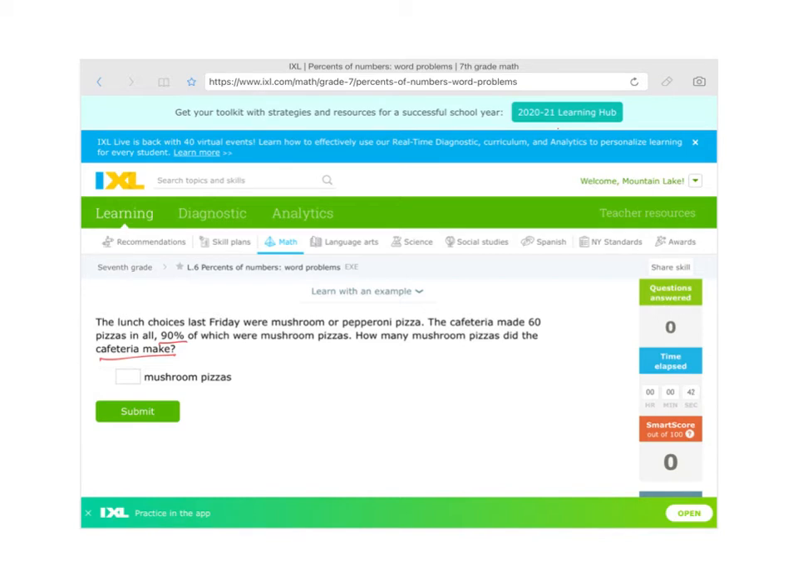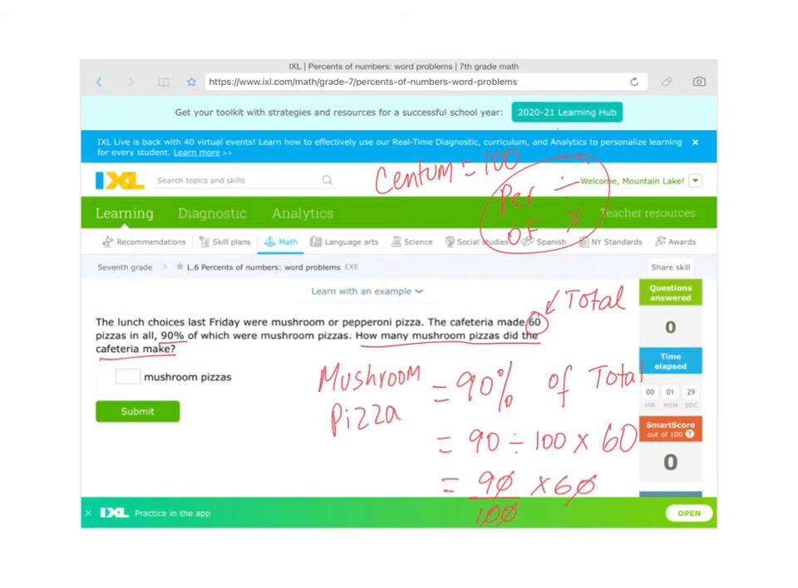So again, remember, per is division, of is multiply. So 90 per cent, so cent like 100 cents. Cent actually comes from the Latin word centum, which means 100, right? Like century, all those words come from centum, the root is centum. Okay, so 90 divided by 100, of is multiply, and the total is 60. So we are actually finding 90 divided by 100 times 60. So we can cancel these. We get 9 times 6, which is 54. Plug that in, and we'll get our answer.